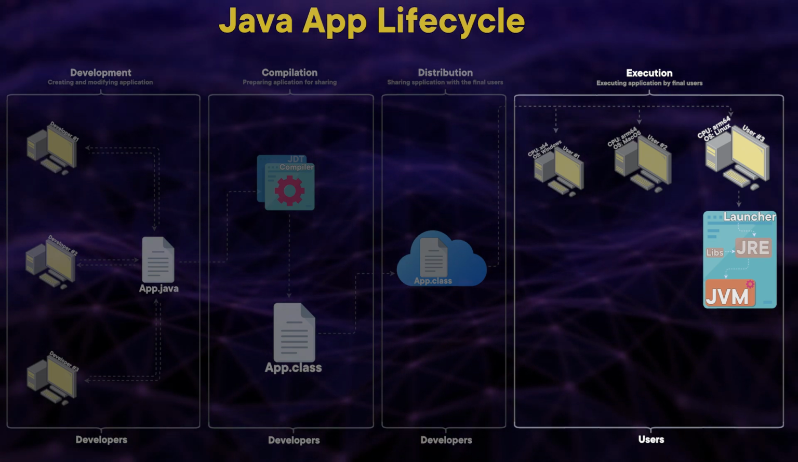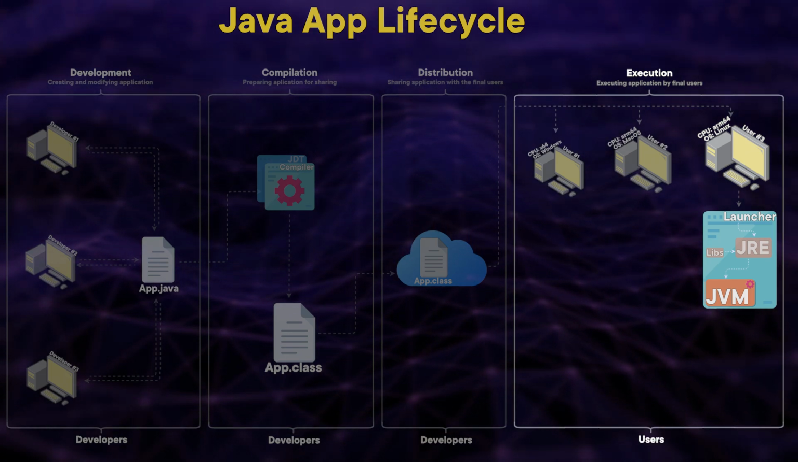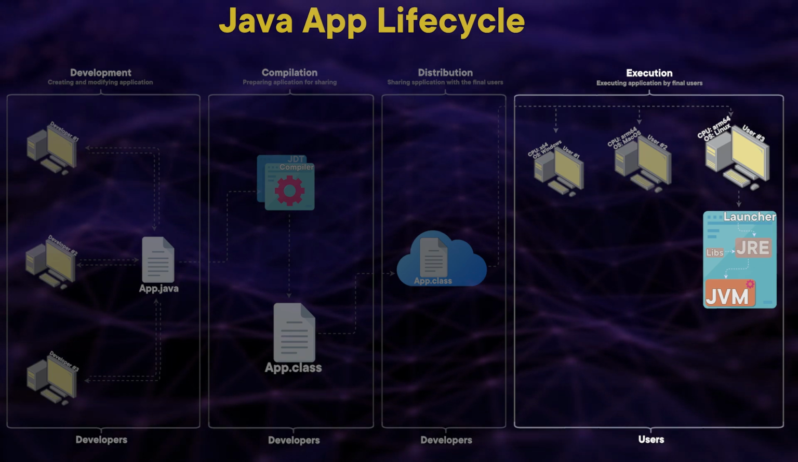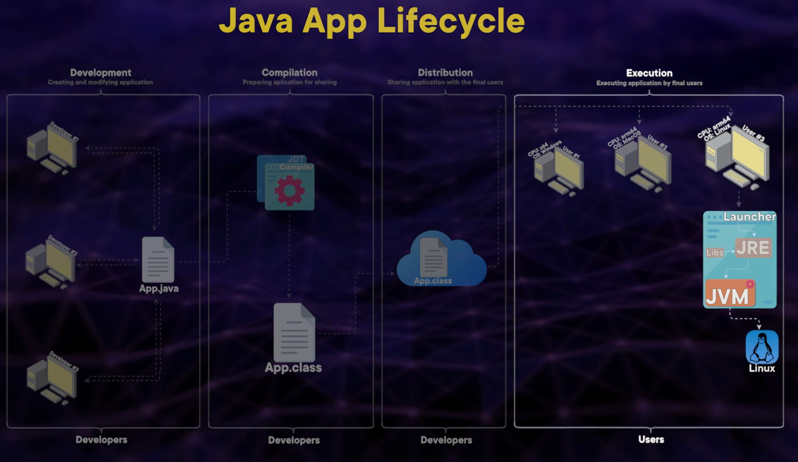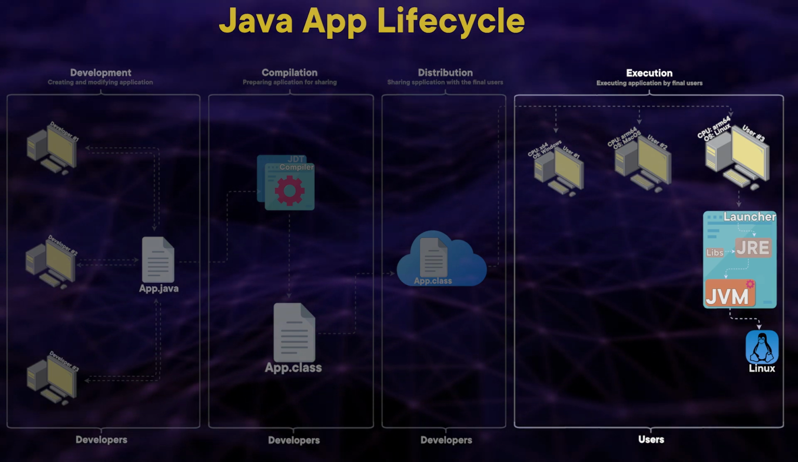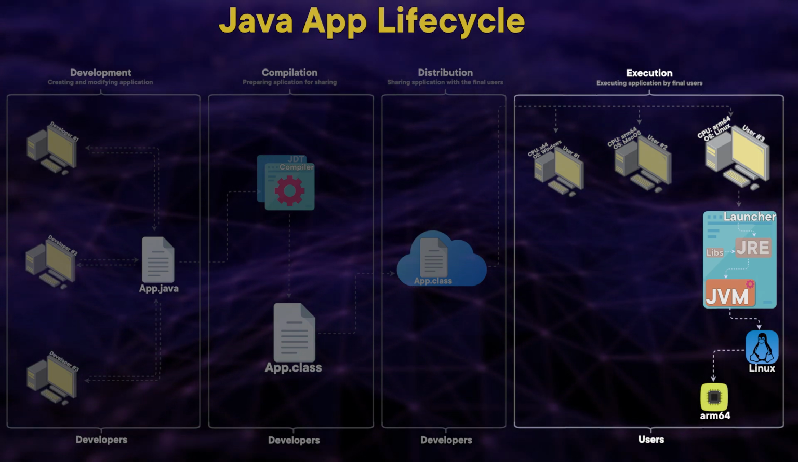At this stage, the JVM plays a crucial role. It translates the bytecode from the class file into machine code that the underlying operating system can execute. Then, operating system takes this machine code and sends it down to the CPU for processing.